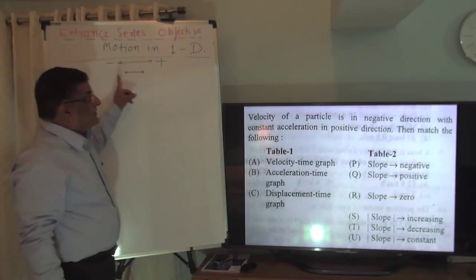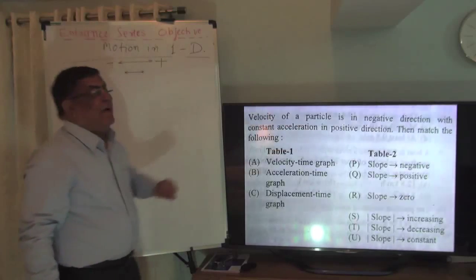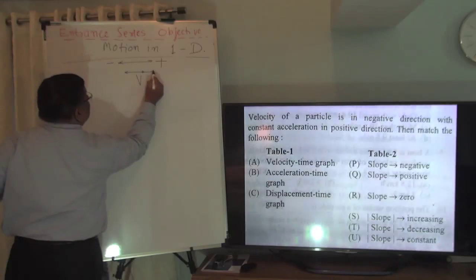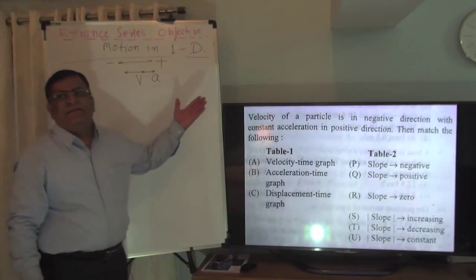The particle is going in this direction with constant acceleration in positive direction. So this is the direction of velocity, but this is the direction of acceleration. It's a very easy example.